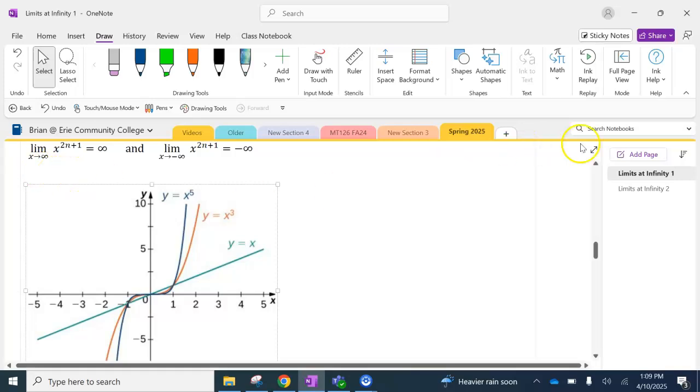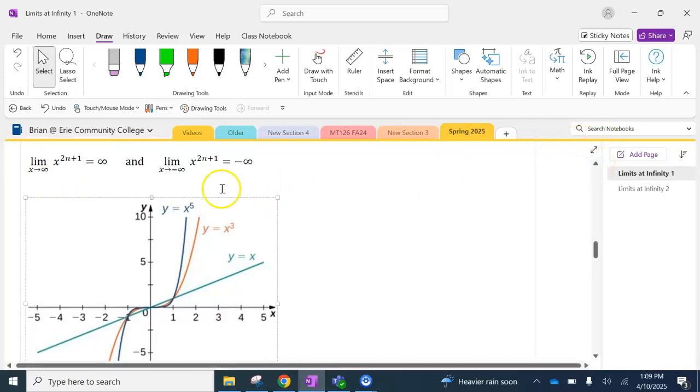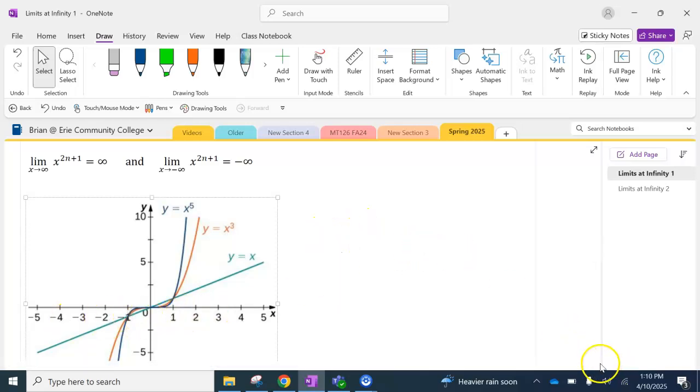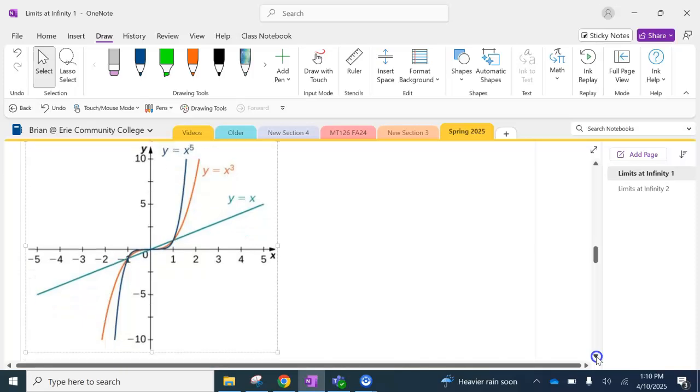So this is a little bit different in that you're going to be approaching positive infinity as we're going to the right, towards positive infinity, and the limit will be negative infinity as we approach negative infinity, as we're going to the left. These are some basic facts that we know.